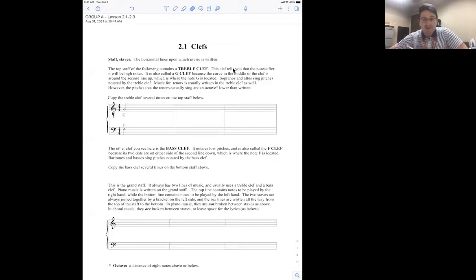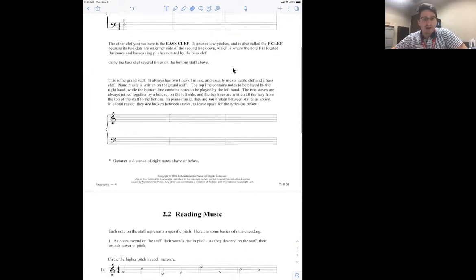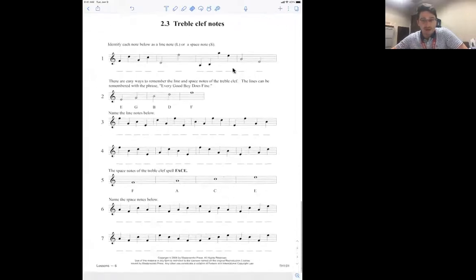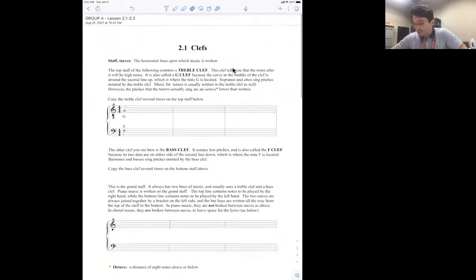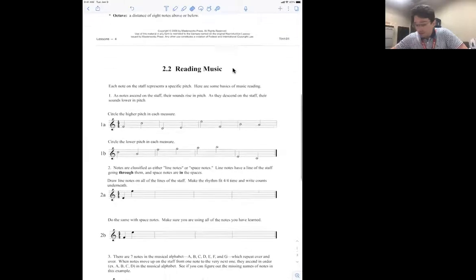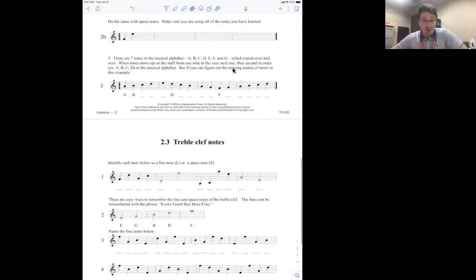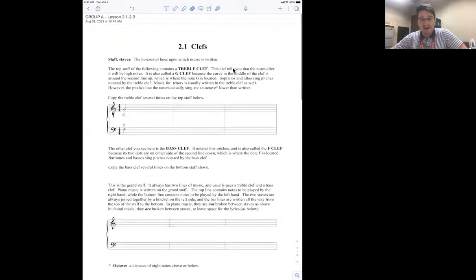This week, we're going to be looking over lessons 2.1, 2.2, and 2.3. So we're going over clefs, reading music, and then treble clef note names. Okay, so let's go ahead and take a look at 2.1 clefs.